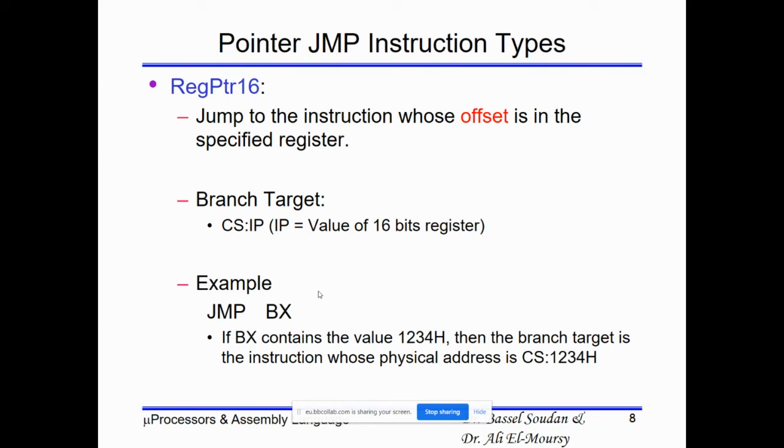So that means I have first to populate the BX with the offset that I want to jump to, and if BX, as an example, contains the value 1234, that means the next instruction to be executed after my jump instruction will be the instruction that exists in the CS:1234 hexa as the offset. Okay, so the microprocessor now is guided where to go in order to execute the next instruction after the jump.